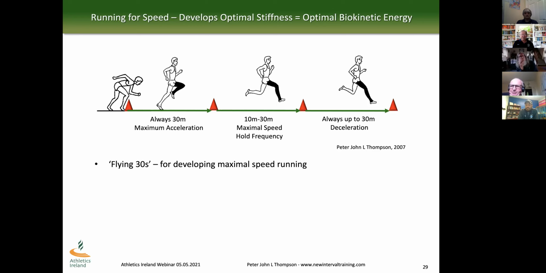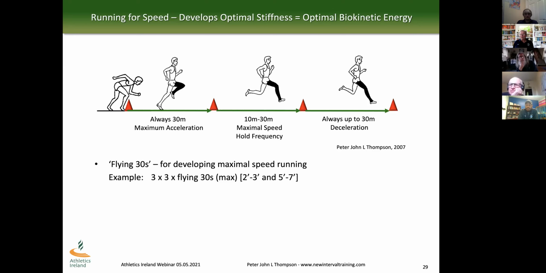So flying 30s are a standard for developing maximal speed running, but also develop biokinetic abilities. And for a sprinter, you'd probably do 3 sets of 3 repetitions of flying 30s, 2 to 3 minutes between each repetition, where you walk back, and 5 to 7 minutes between the sets. So this quality of work is not fatigue resistant. So you don't do much of it.